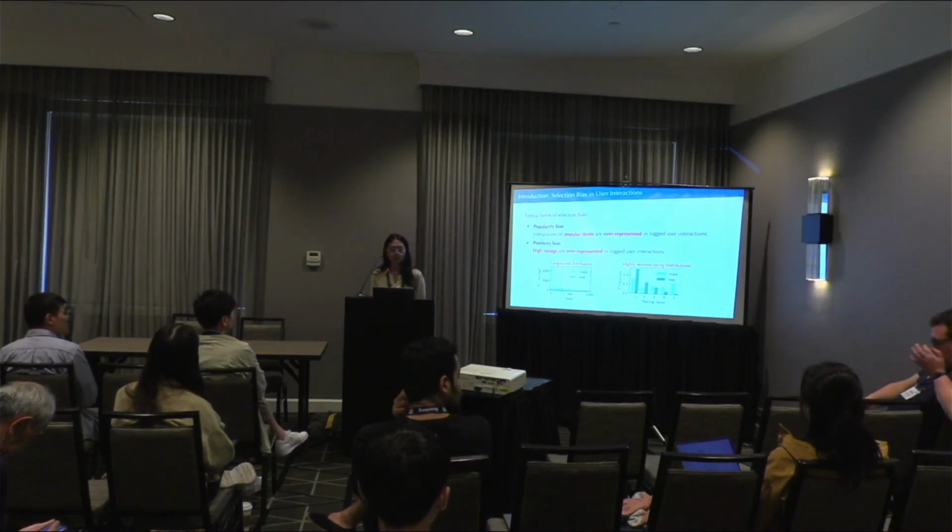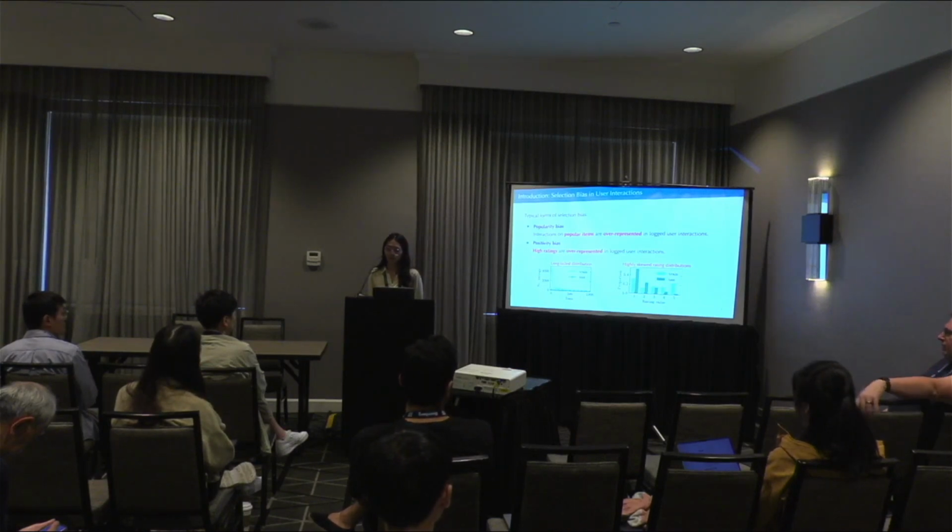And the second form is the positivity bias, where the high ratings are usually overrepresented in logged user interactions. So in the right plot, in the training set, the rating distribution may be highly skewed from the unbiased test set.